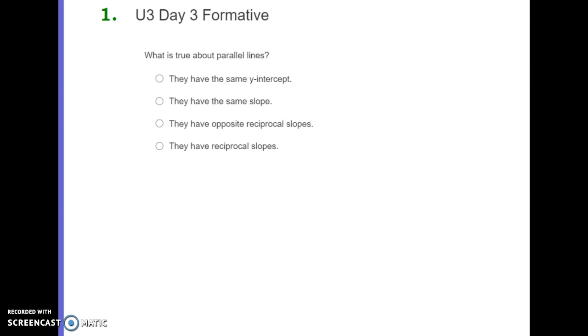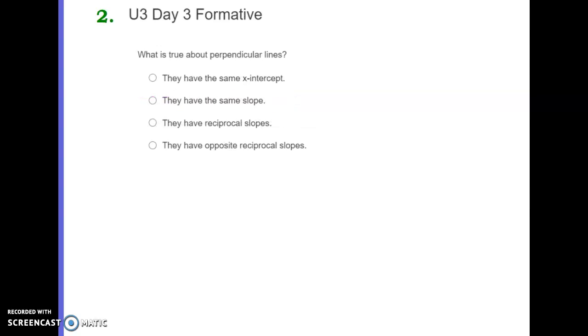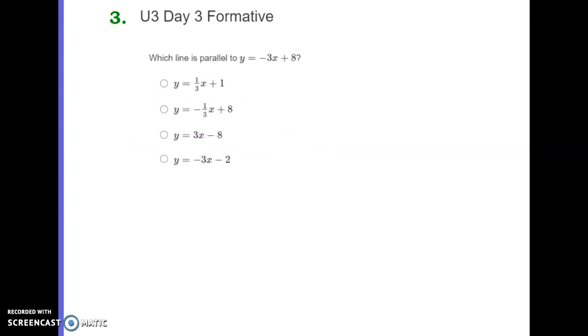Now we're moving on to the formative assessment. What is true about parallel lines? They have the same slope. Number 2, what is true about perpendicular lines? They have opposite reciprocal slopes.